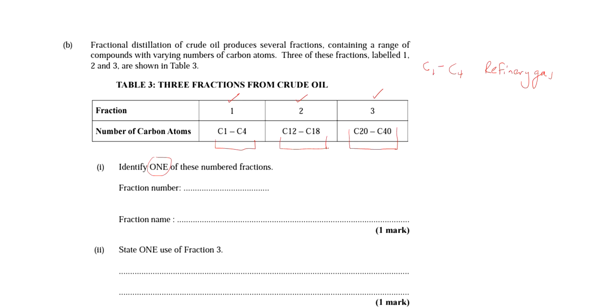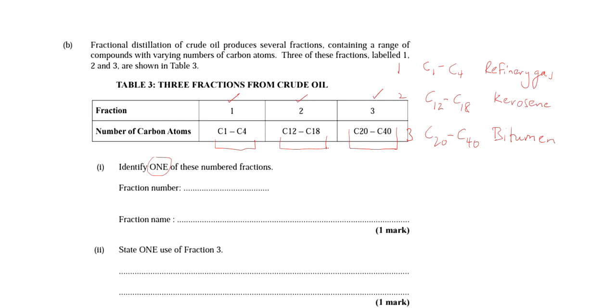C12 to C18, that can be kerosene, and C20 to C40, that is, let's say, bitumen. So we just need to choose one of the fractions. So this is fraction 1, this is fraction 2, and this is fraction 3.